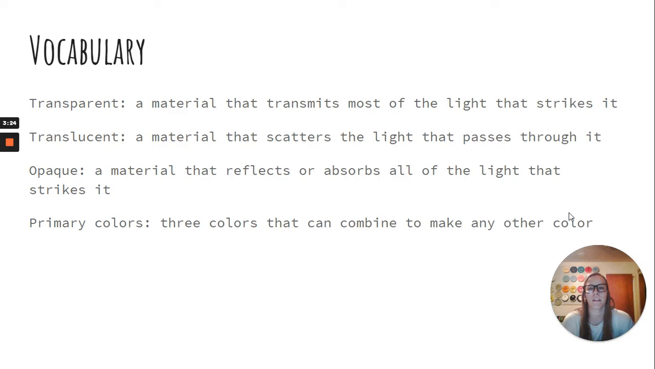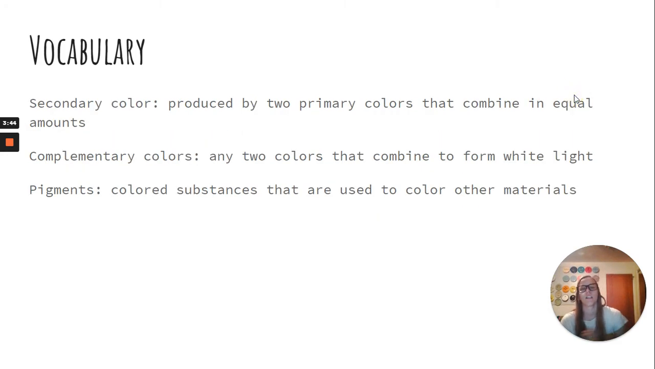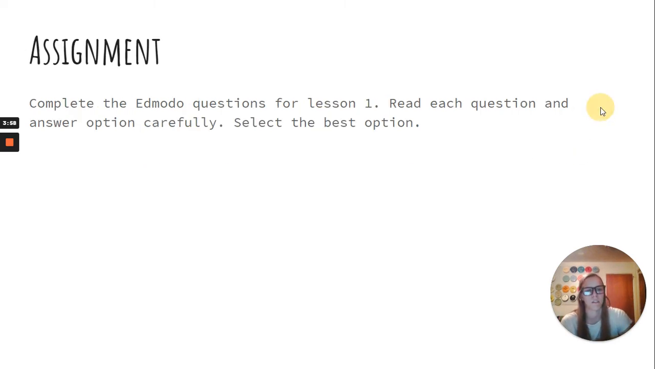So first we have transparent, a material that transmits most of the light that strikes it. Translucent, a material that scatters the light that passes through it. Opaque, a material that reflects or absorbs all of the light that strikes it. Primary colors, 3 colors that can combine to make any other color. Secondary color, produced by 2 primary colors that combine in equal amounts. Complementary colors, any 2 colors that combine to form white light. And pigments are colored substances that are used to color other materials.